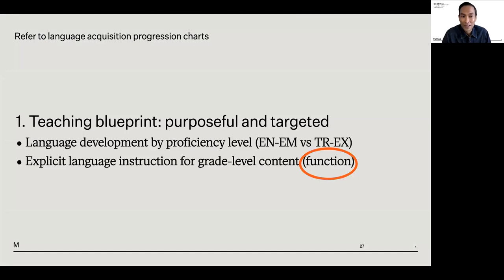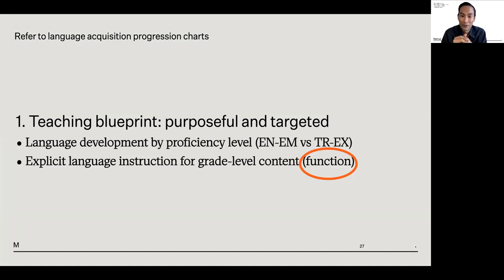So the first is the blueprint. It needs to be purposeful and targeted. Well, if you're developing language, then you should put it in terms of the language proficiency. When you see 4 levels, I usually just break them down to 2. So you have entering and emerging, which is pretty much the same, and transitioning and expanding, which are pretty much the same. All right, so instead of looking at 4 different plannings, you can create 2.